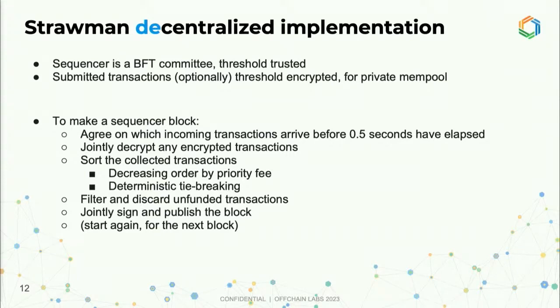They then individually filter and discard unfunded transactions. Because they have the same sequence, they will do that identically. The honest ones will do that identically. They then jointly sign and publish the block, and you move on to the next one. So this actually works pretty nicely.